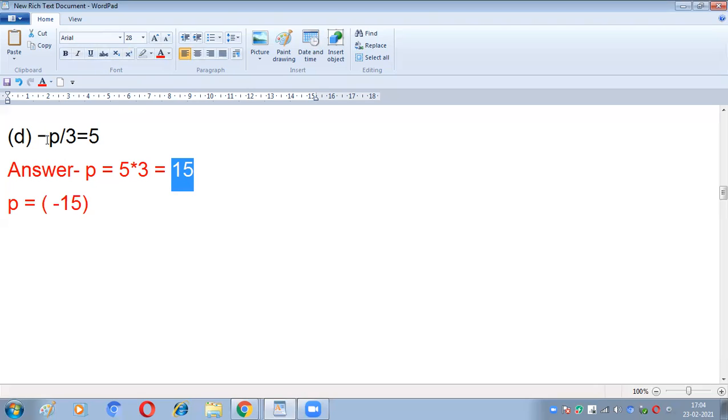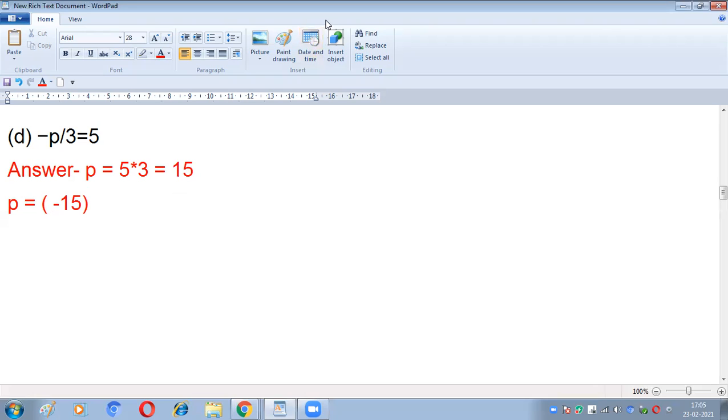Okay, and see, the question here indicates that our value for p will be in negative sign, not in positive sign. So simply we'll put the negative sign before the value. Yeah, simply I have put a minus sign before 15. 15 is my solution, and I have just put the negative sign.